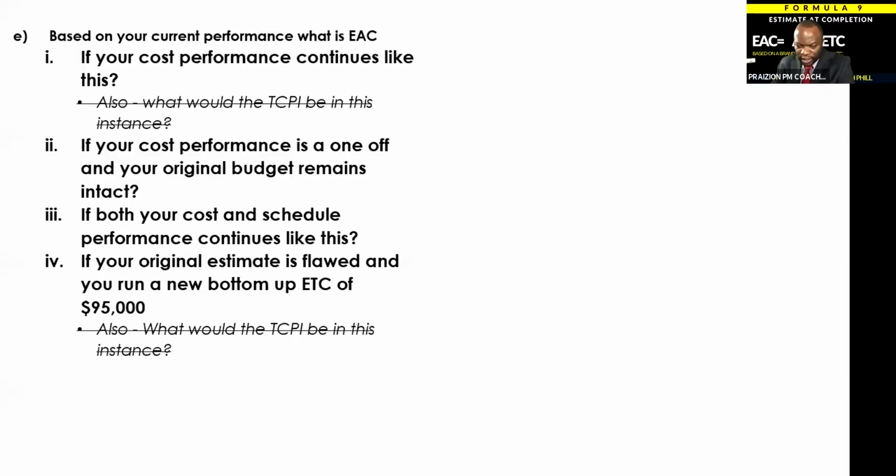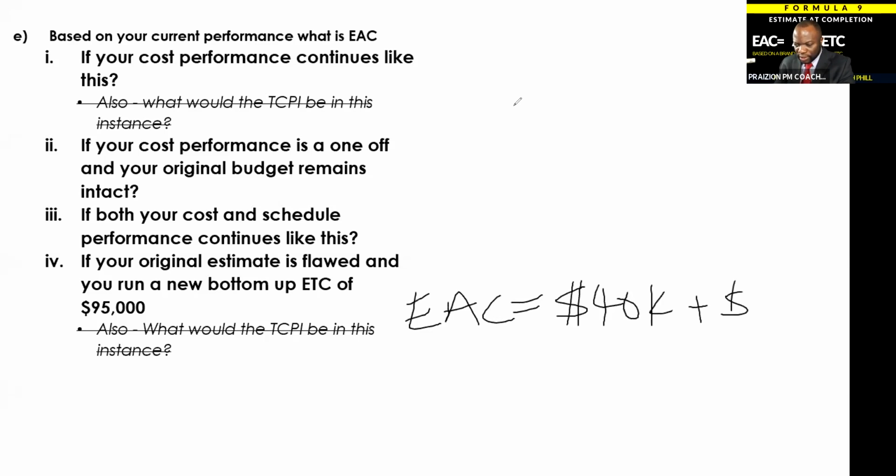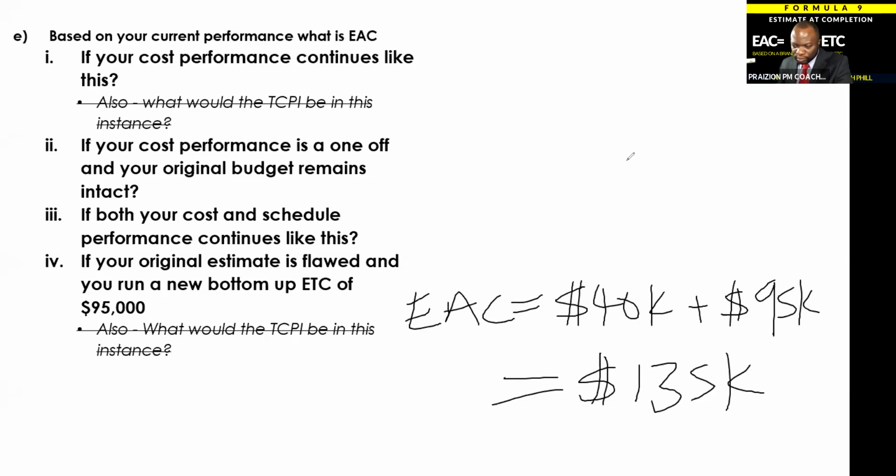So we're going to have 95 as our ETC, and our AC is 40. So we're going to have EAC is equal to 40K plus the 95K. And that gave you what? 135K? Is that what you got? Very good. That is the answer.